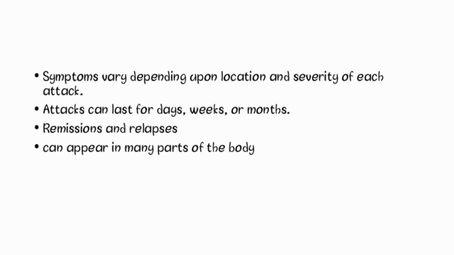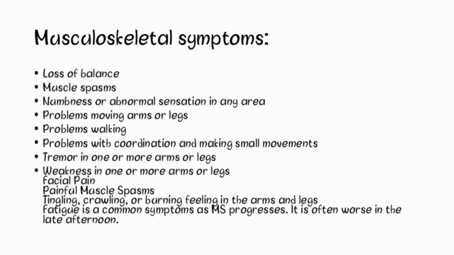Fever, hot baths, sun exposure, or stress can trigger or worsen attacks. It is common for the disease to return, that is, relapse. However, the disease may continue to get worse without periods of remission. Nerves in any part of the brain or spinal cord may be damaged, and because of this, MS symptoms can appear in many parts of the body. Now let's discuss the symptoms of the systems that are commonly affected in MS.